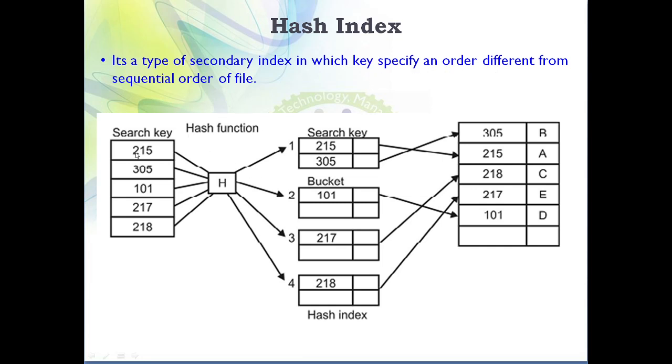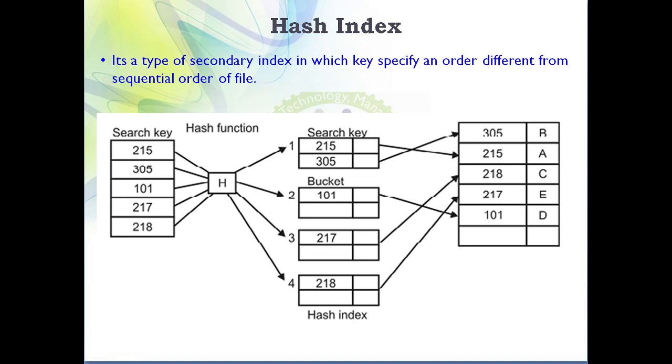Here we can take a simple example. These are the search keys: 215, 305, 101. In this case we make use of a hash function to map the search key to the bucket. Their order is not the same; their order is going to change randomly. It is going to be stored in a different bucket. So this is the concept of hash index. Here the search key is there, the hash function is there, and this is a separate file.